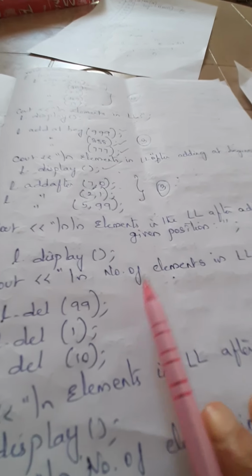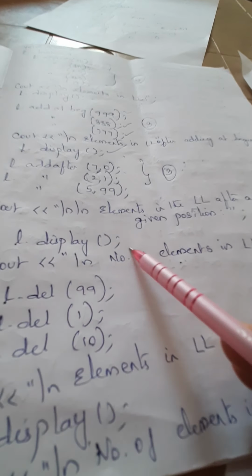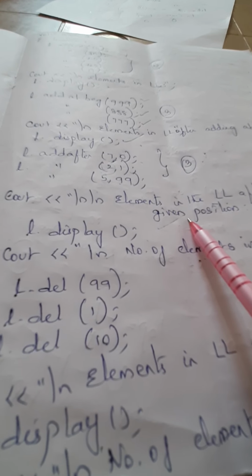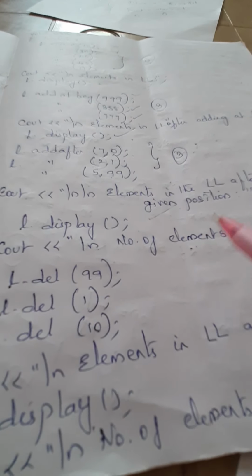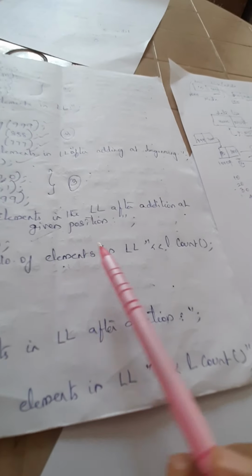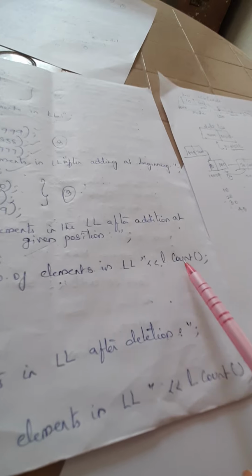Now elements in the linked list, after adding at the given position, you are displaying the elements. Okay, now after you display the elements after adding, you have to count the number of elements present in the linked list. So see, out number of elements in linked list L dot count. When you call this particular count function, it should take me to the count function. So what is count function here?